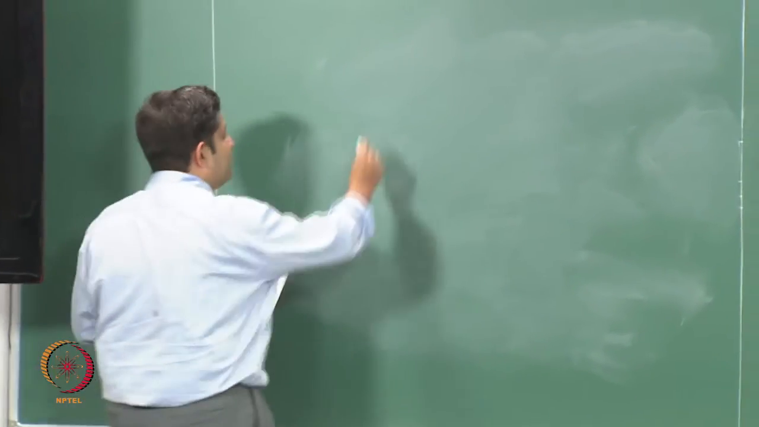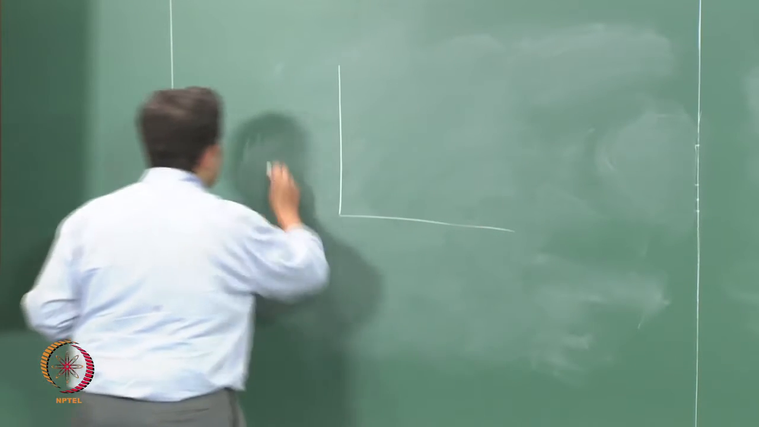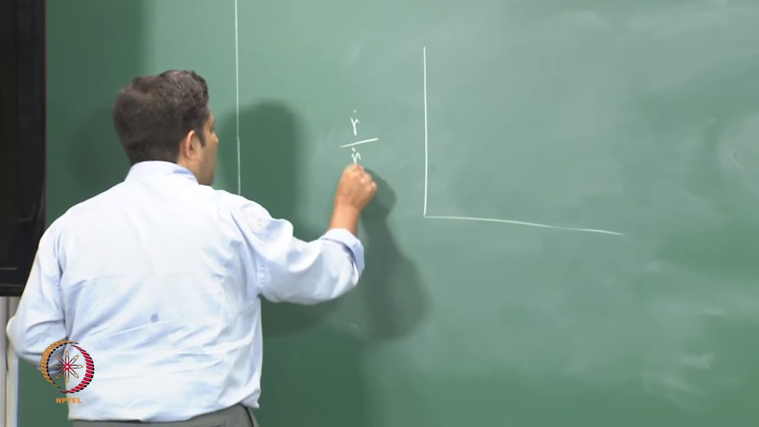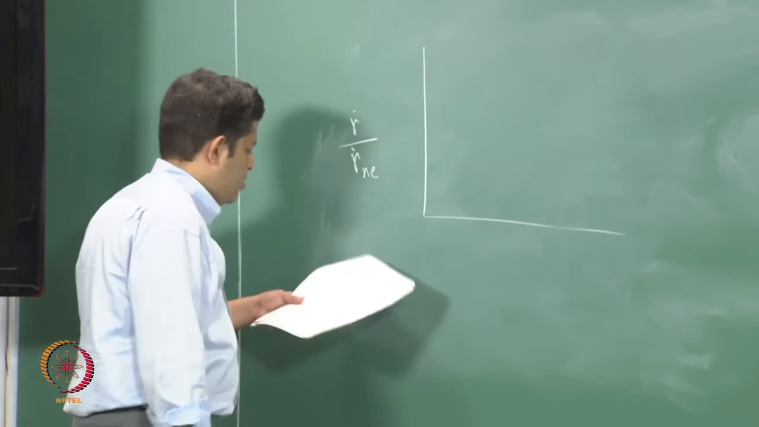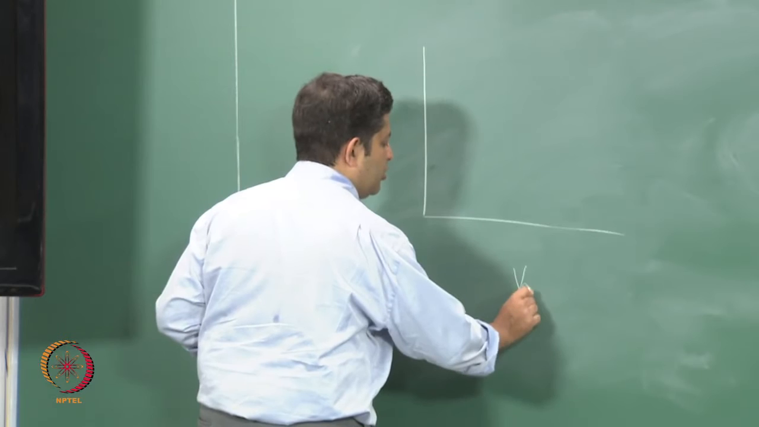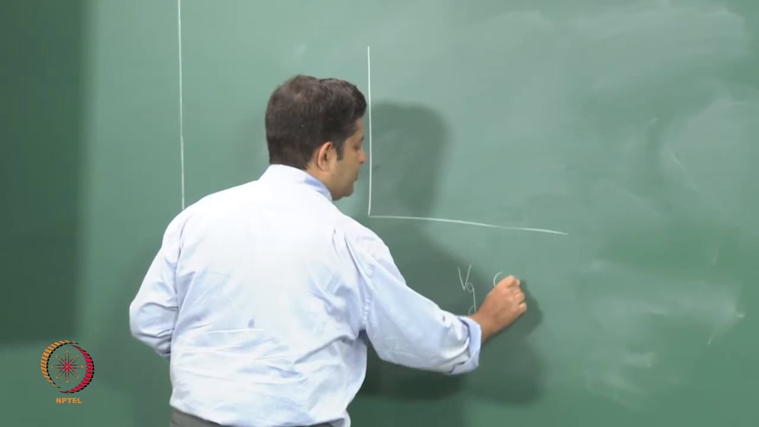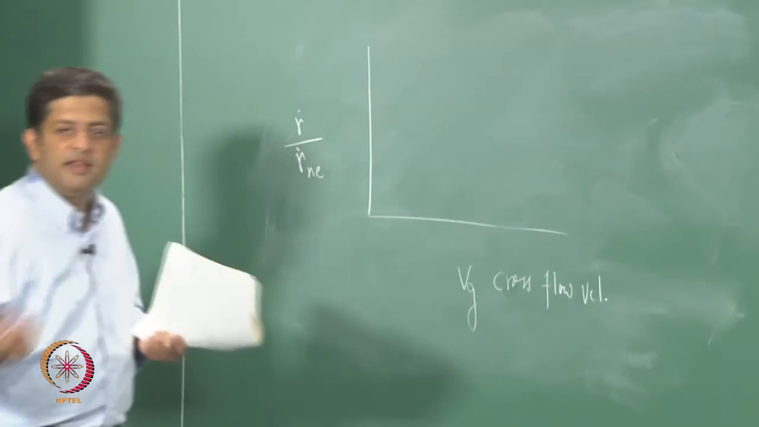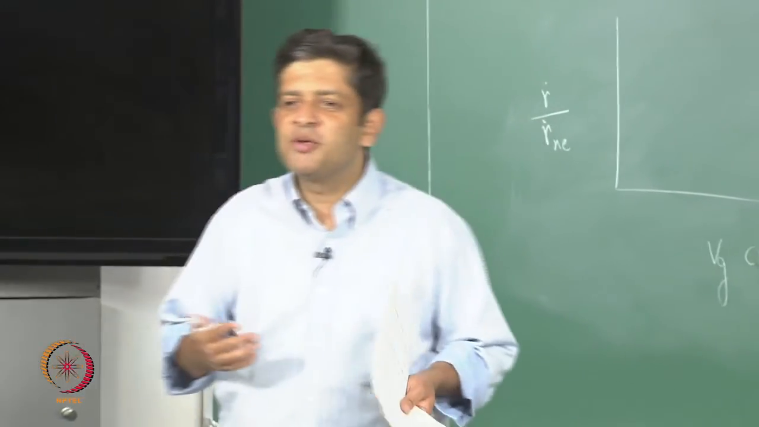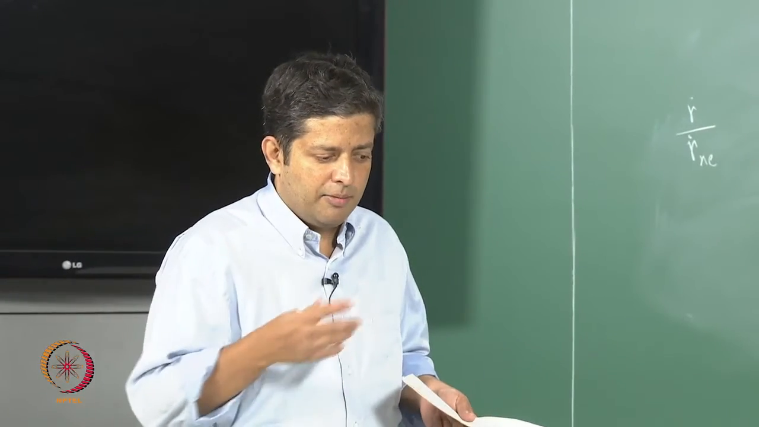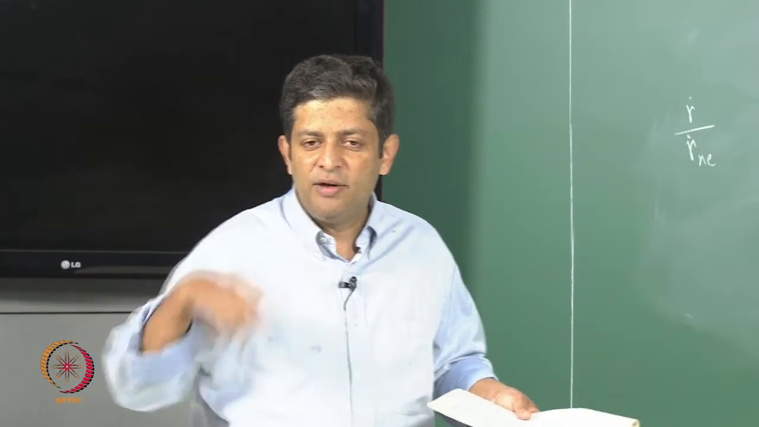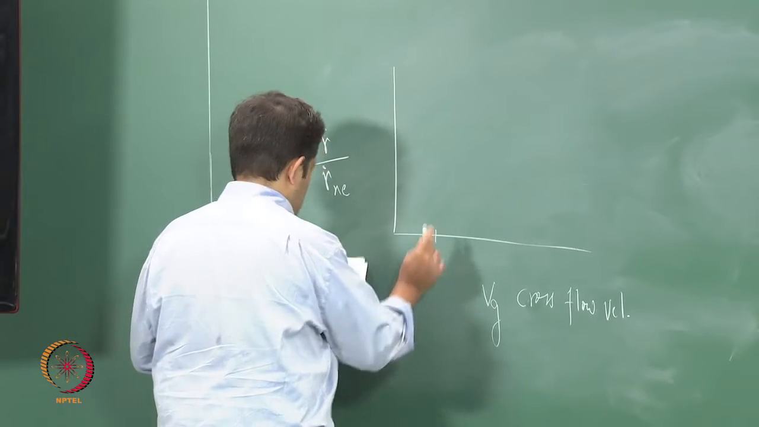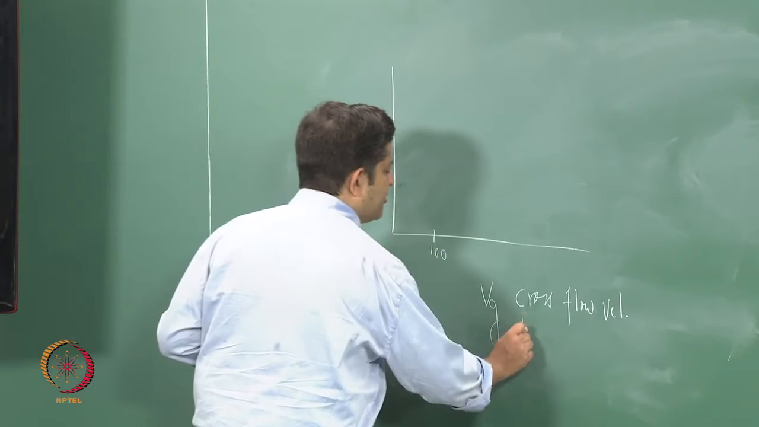So, if I were to plot on the y axis R dot by R dot non-erosive, and on the x axis plot Vg, or cross flow velocity. It is very easy to vary the velocities. So, people have done experiments by having different velocities flowing over a propellant cross section. Then you get the increase or decrease in burn rate because of this. That is what you have on the x axis, in meters per second.